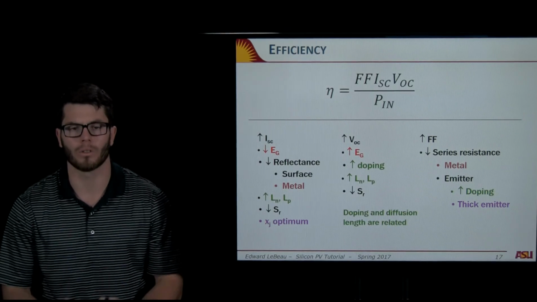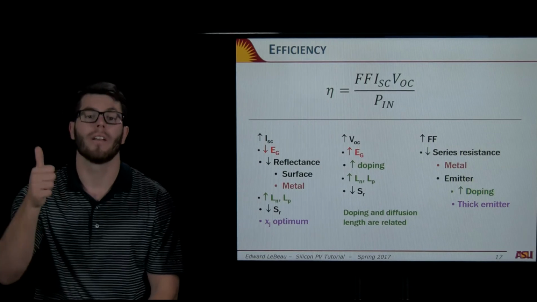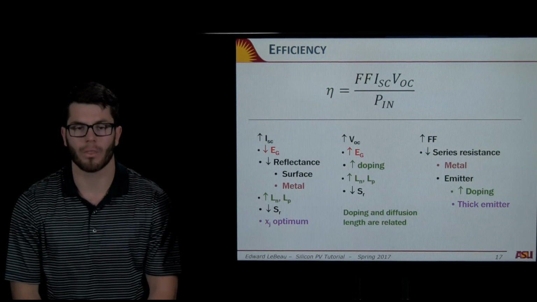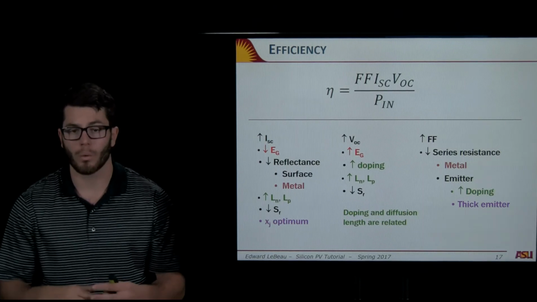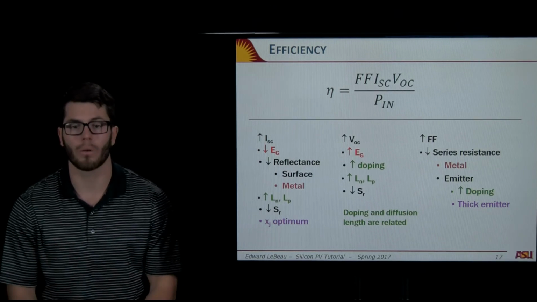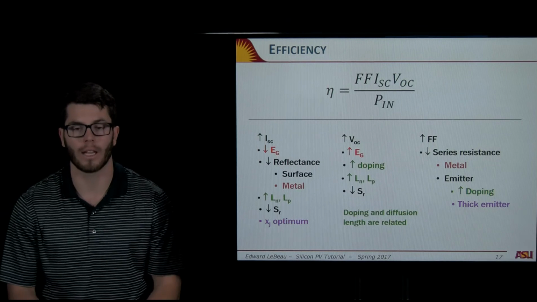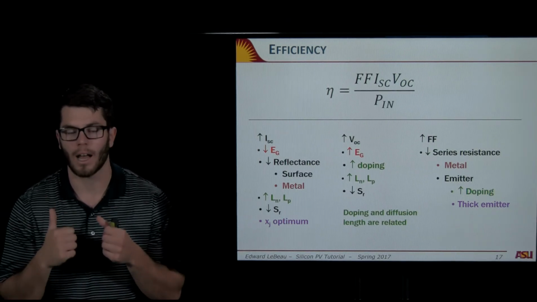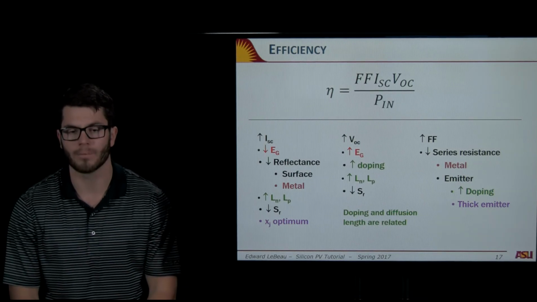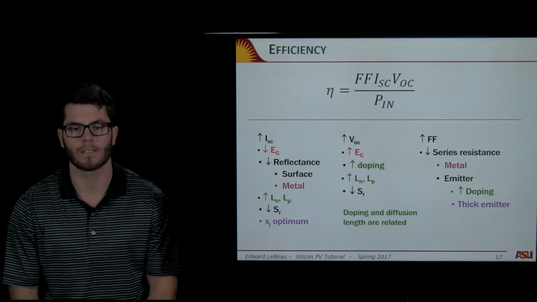How do we increase our open circuit voltage? We want to up the energy of the gap. Remember what we were talking about with the doping. So we increase our doping, right? Just like with short circuit current, we want to increase our diffusion length of electrons and holes. That's always the case. High diffusion length, high lifetime are both good things.